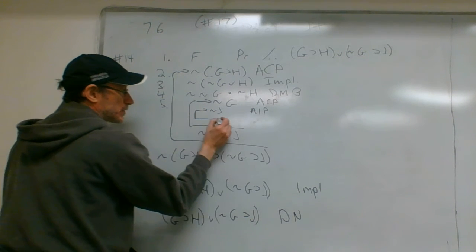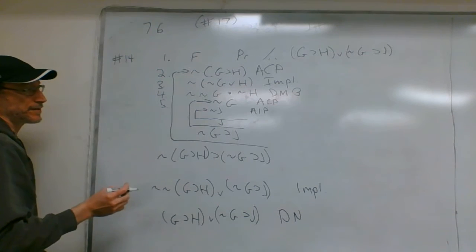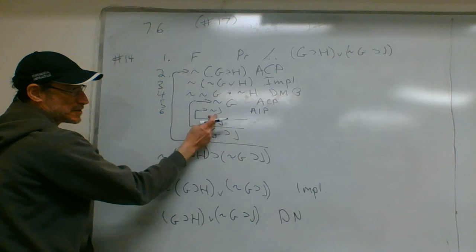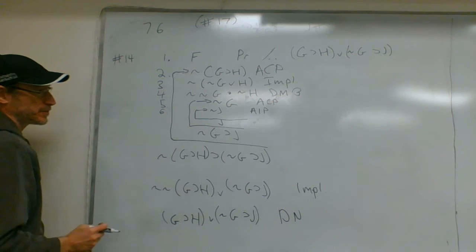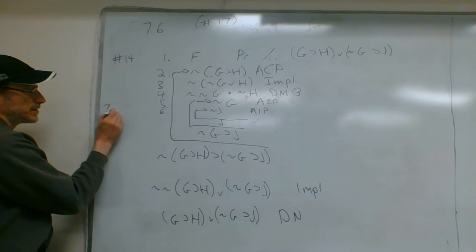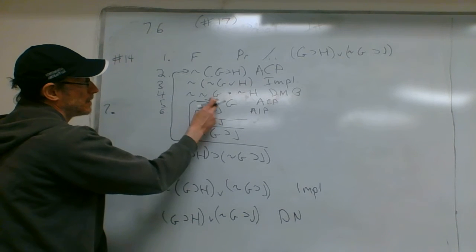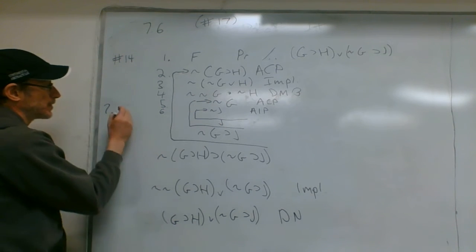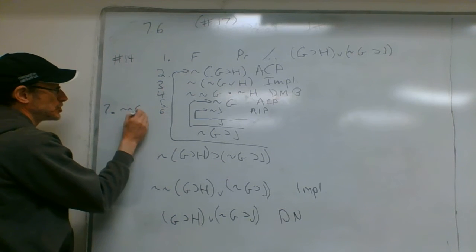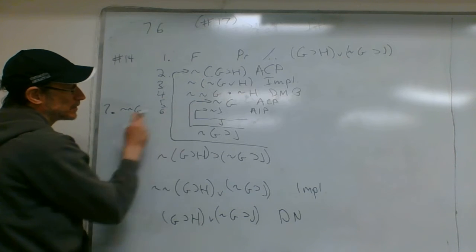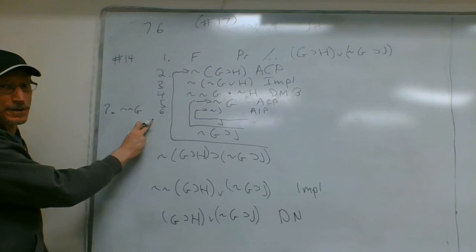And now I'm running out of room, sorry about this. I'm assuming this would be step 6. Step 6 is not J, assumption for indirect proof. I'm going to do 7 over here. I hope you can see this. 7 is simply going to be simplifying number 4 to get not G. This is a simplification on 4. Okay, running out of room here, so I'm not going to write that.